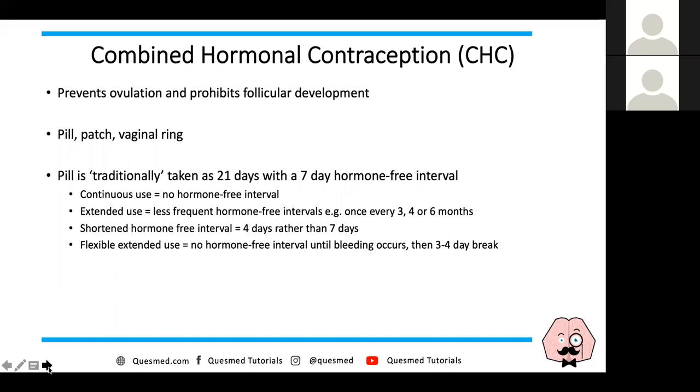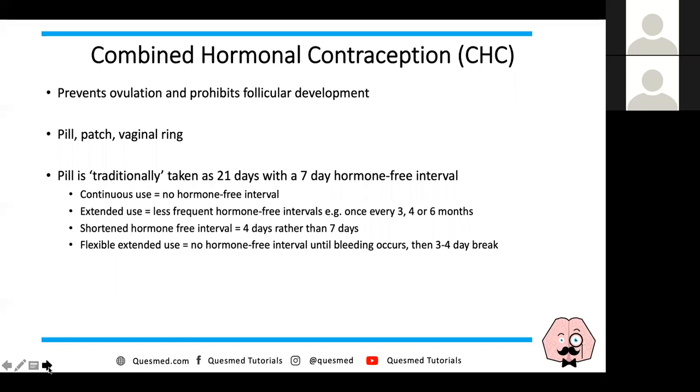Shortened hormone-free intervals, these are actually now recommended. So we often recommend a 4-day pill-free interval rather than 7 days. This takes away some of the risk of someone starting a new pack late and risking pregnancy. So someone that's taken their week's break and then forgets to start their new pack, they put themselves at risk of pregnancy. So having that 4 days gives us a bit more leeway in terms of being late starting a pack.